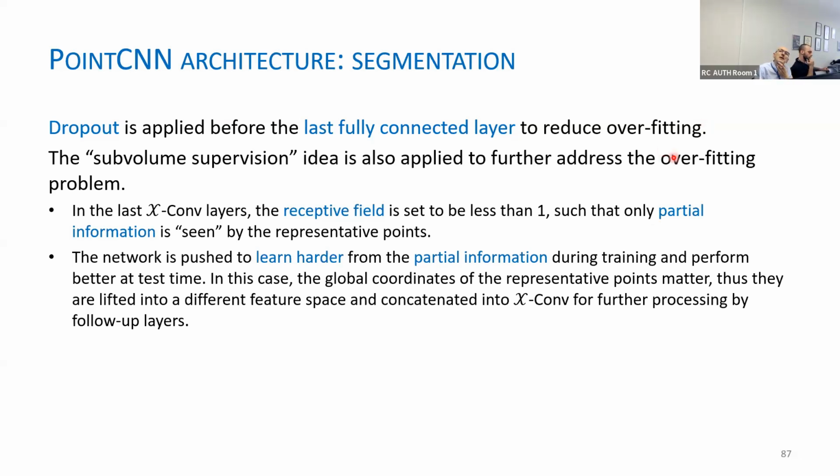And there is also this sub-volume supervision to reduce overfitting. So this is done in this way. In the last convolutional layer, the receptive field is set less than 1. So in that case, only partial information is seen. This is particularly important for segmentation. And so the network is forced to learn more from the partial information during the training. And so in this way, you can try to perform better during the test.